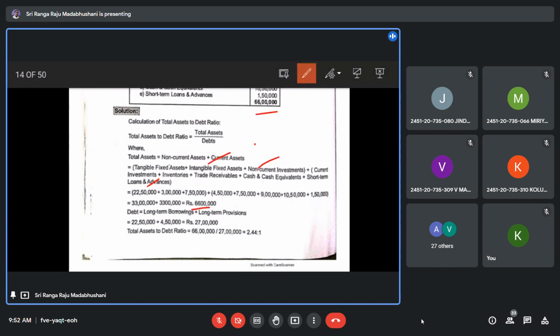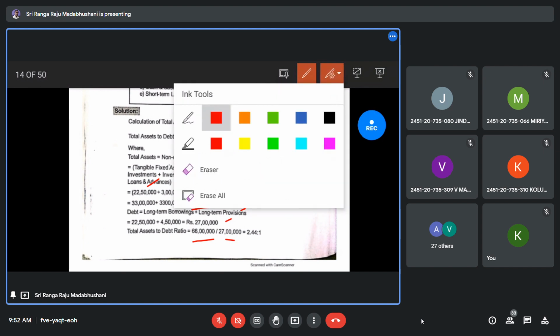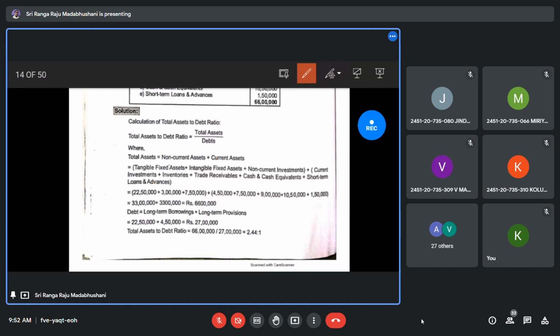Long-term debt, long-term borrowings and provision. It comes to 27 lakhs. So 66 lakhs by 27 lakhs. So 2.44 is to 1. So the assets are more than double, about 2.5 times of the liability. So the financial position of the firm is good.